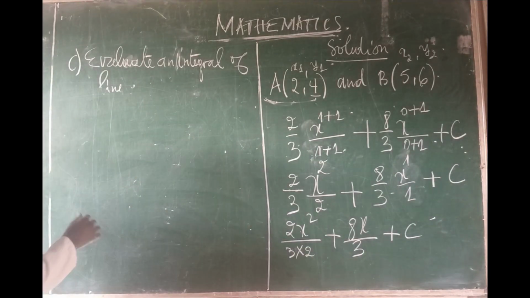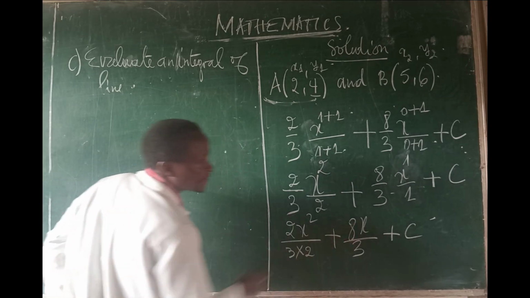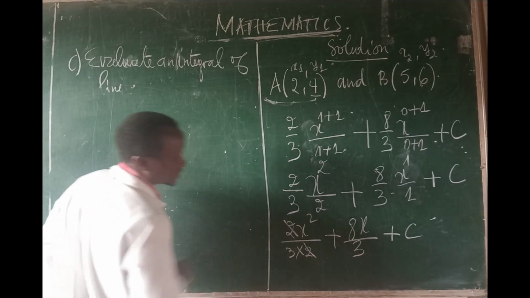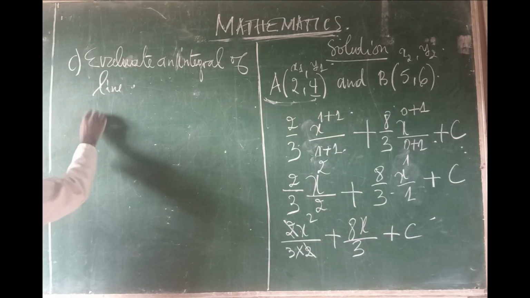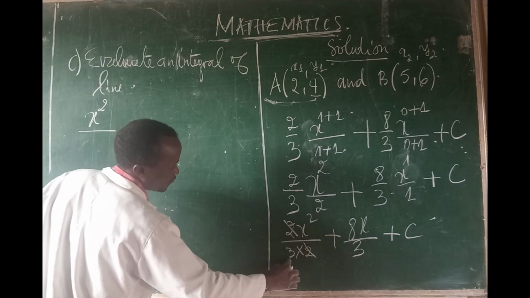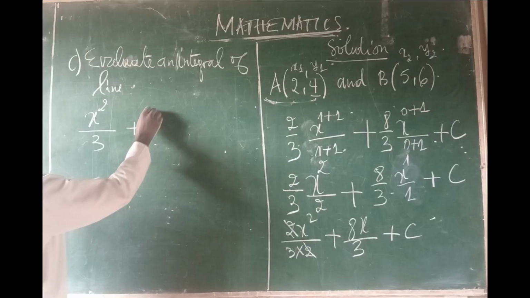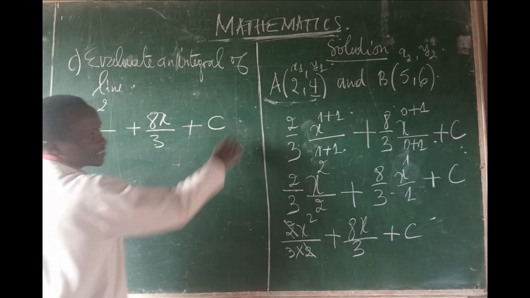Now our equation will be like this. Here we have to simplify this and this one. We remain with x squared over 3, right? Plus we have 8x over 3 plus constant c.